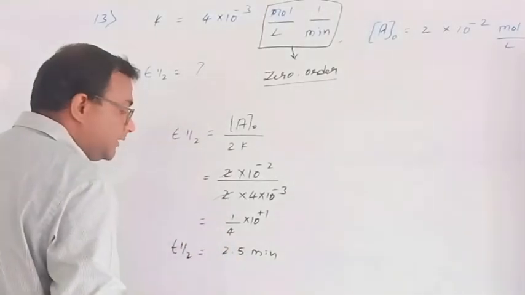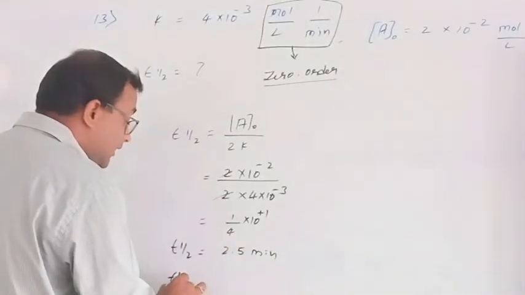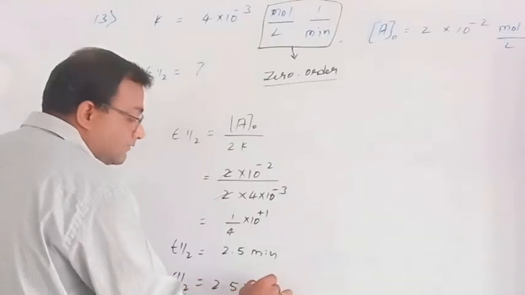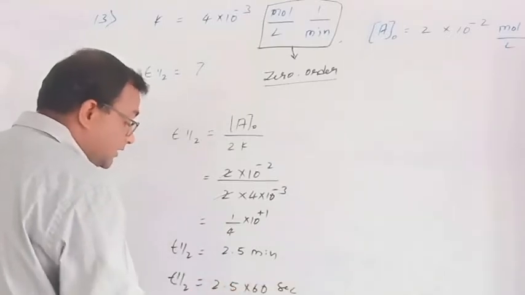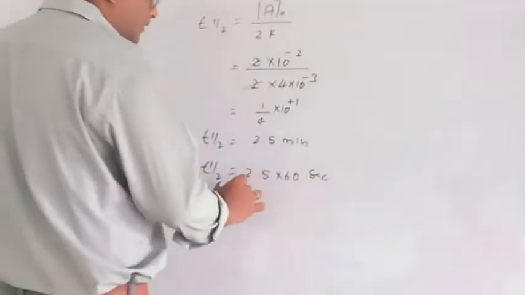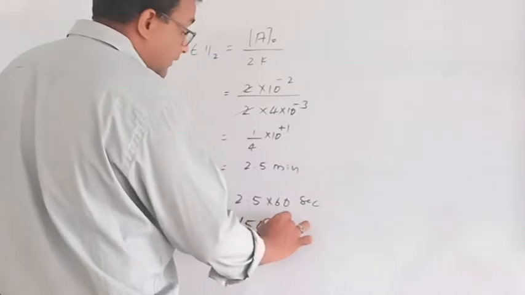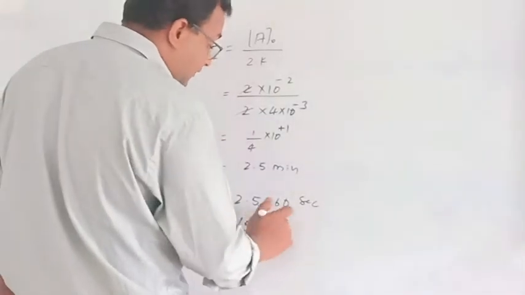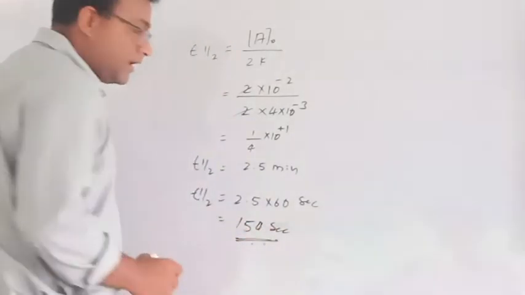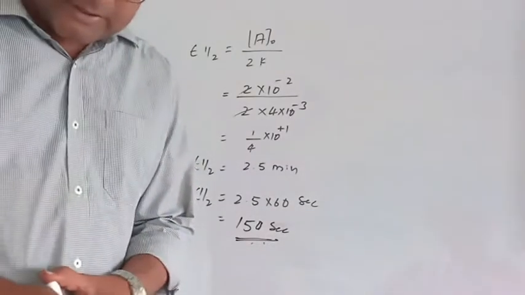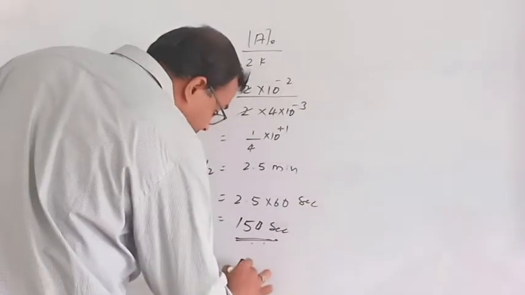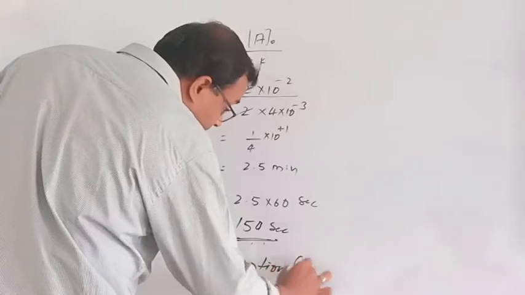But the answer should be in terms of seconds. So T half is equal to 2.5 into 60 seconds. After calculation, you will get around how much? 150 seconds is the answer, and the correct option is option B, 150. Option B is the correct option.